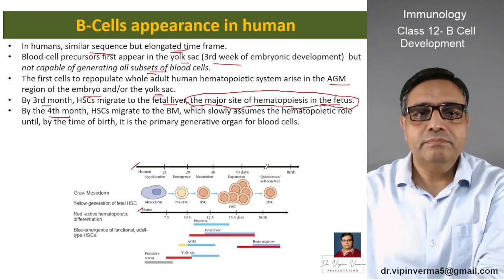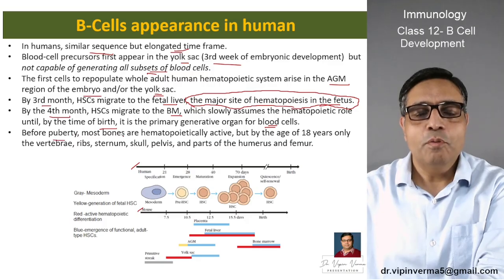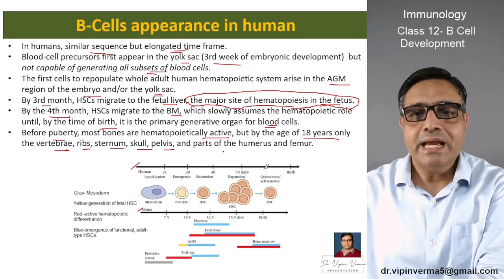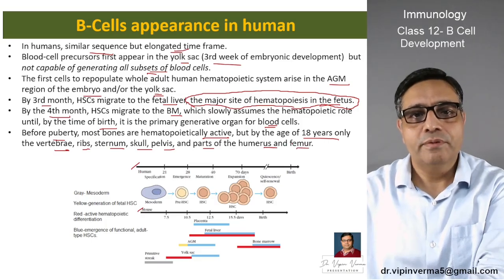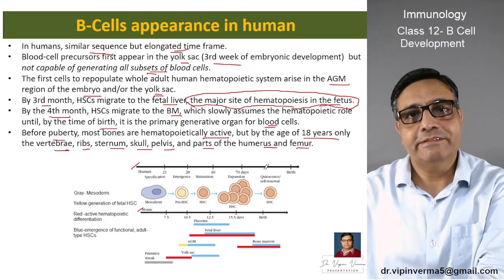By the fourth month, hematopoietic stem cells migrate to the bone marrow, which slowly assumes the hematopoietic role until, by the time of birth, it is the primary generative organ for blood cells. And before puberty, most bones are hematopoietically active, but by the age of 18 years, only the vertebrae, ribs, sternum, skull, pelvis, and parts of the humerus and femur remain active. The rest of the bones stop being hematopoietically active.